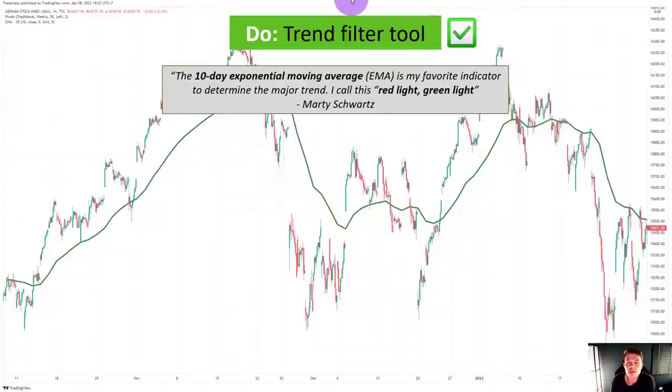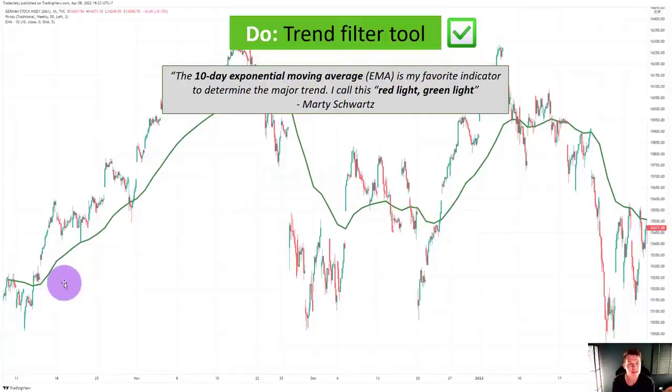One of the best ways to use a moving average is as a trend filter tool, and I love this quote from Marty Schwartz, who was featured in the initial Market Wizards book and also has a great book on his own. It's called Pitbull: Champion Trader. Marty Schwartz turned 40,000 into 20 million US dollars. And he said, the 10-day EMA is my favorite indicator to determine the major trend. I call this red light, green light.